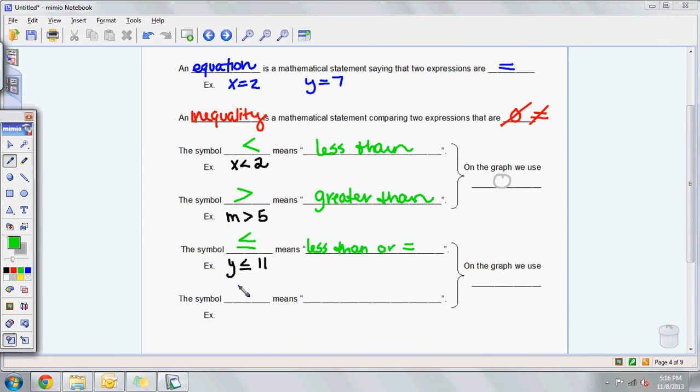Okay, and then our fourth option is greater than or equal to.